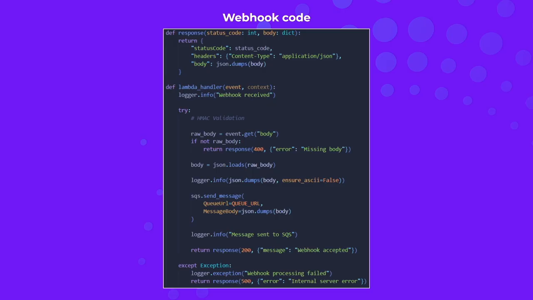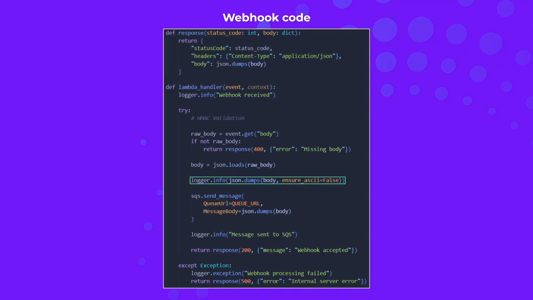As you can see in the code, the webhook is implemented as an AWS Lambda function that handles incoming webhook events. Let's briefly go through what each part of the code is doing. First, the Lambda function receives the event, which contains the webhook payload sent by ROOK. For traceability purposes, we log that a new payload has been received. After that, HMAC validation can be performed to verify the authenticity of the request. Next, we retrieve the request body from the event. If the body is missing, the function immediately returns an HTTP 400 response, indicating that the request is invalid.